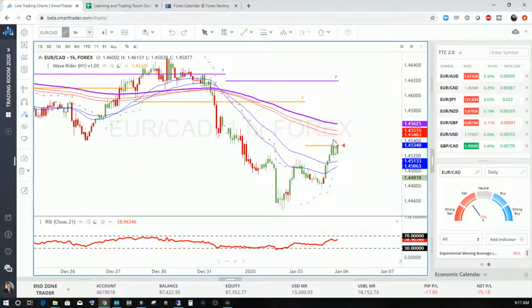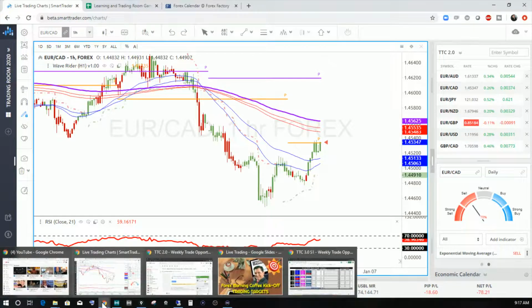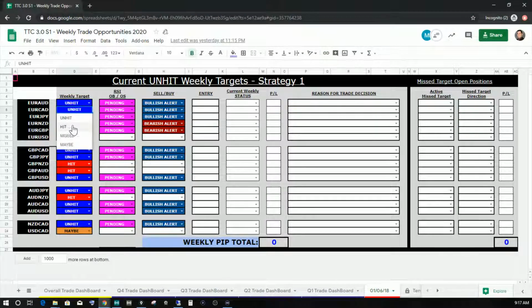Next pair you can see right here. Actually, in the next pair, it looks like we've hit our target already. So it looks like Euro CAD actually has hit its target. So we've hit that price already. So what I'm going to do here is update this and say we've hit that target, which means that we're not going to be looking to enter in on that trade this week.